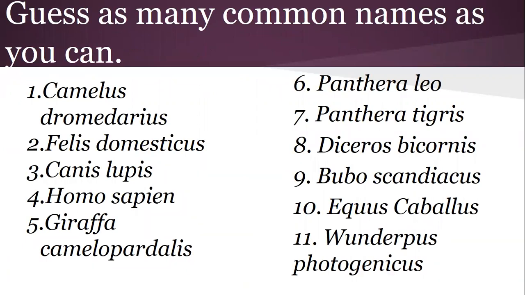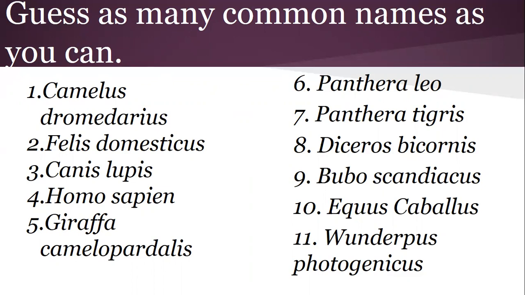Now, here are some correctly written scientific names. If you say them out loud, I think that you'll be able to figure out what animal they all relate to, because there's always going to be hints in there. Like, let's look at number 1, Camelus dromedarius. It's going to be the domestic camel. See how that first word sounds so much like our common name of camel?